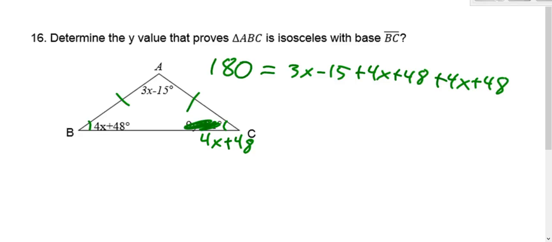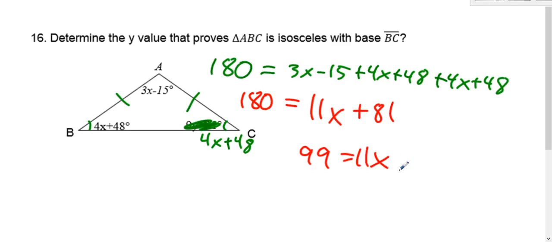So we're going to combine like terms here, 3x plus 4x plus 4x, so that's 11x. And then negative 15 plus 48 plus 48, it's 81. Subtract the 81, so you get 99 equals 11x. So x equals 9. That's not what the question said. It said determine the value of y.